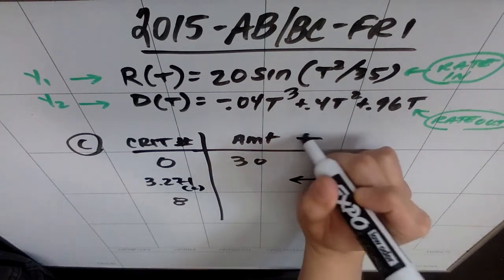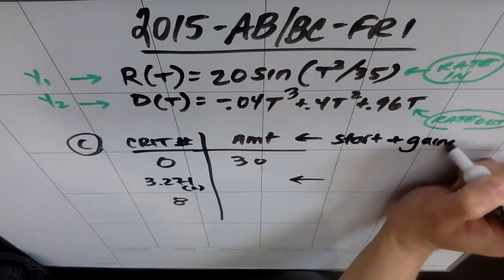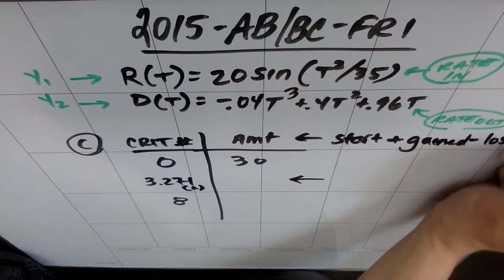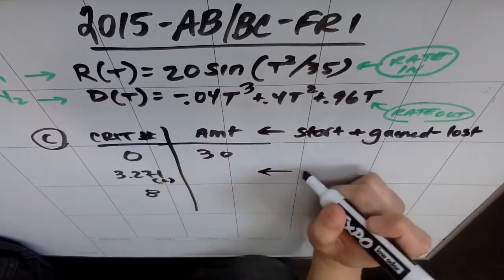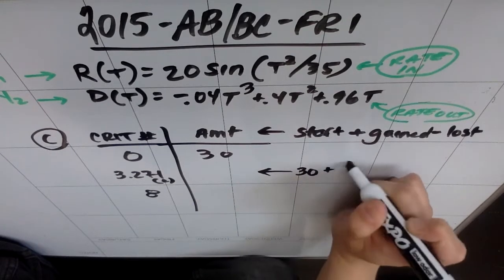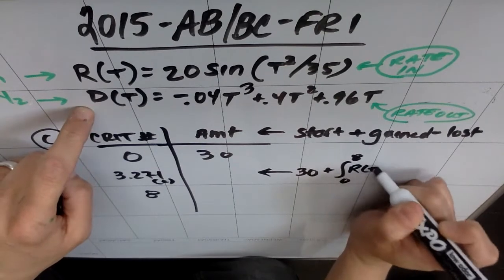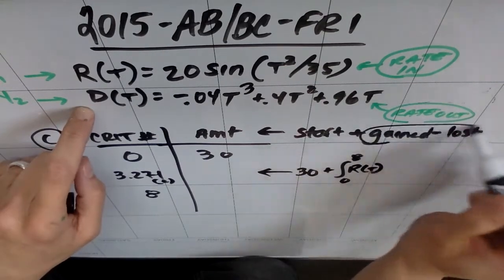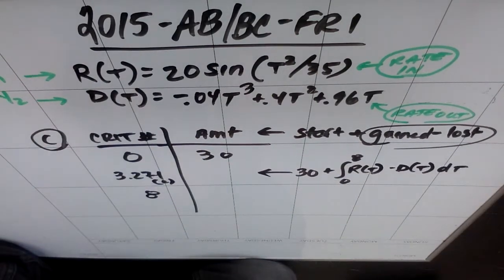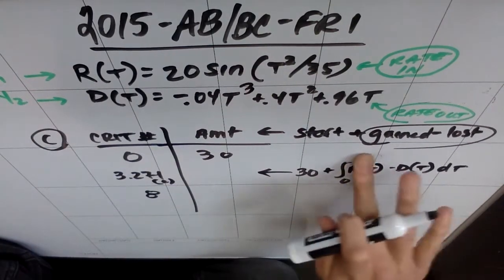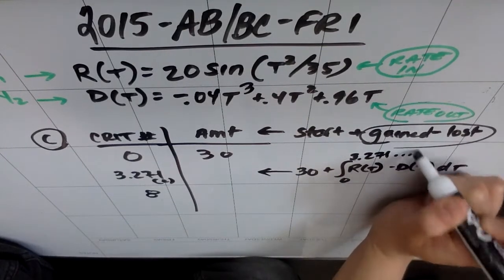So to find this amount, it's going to be the amount at the start plus the amount I gained minus the amount I lost. If we want to write that out, it's going to be the starting amount plus the integral from 0 to 8 of the amount I gained, which is R of t, minus the amount I lost, which is d of t, dt. Oh, sorry, it wouldn't be 8. It would be from 0 to A, which is that 3.271, which I called A.